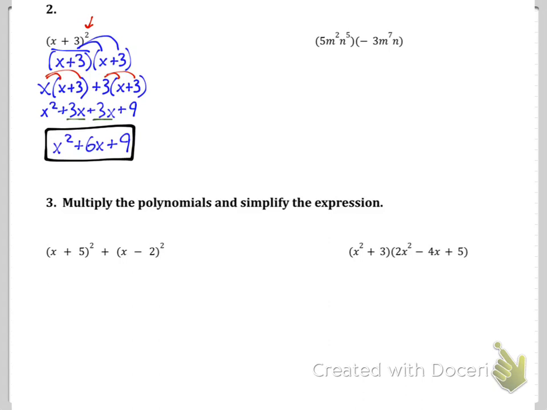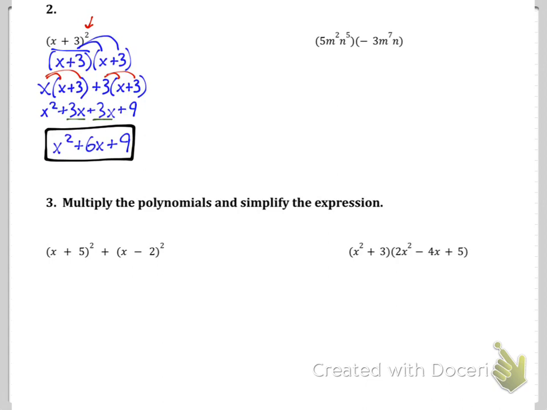If you don't write that out on this step right here, what usually ends up happening is people think it's, oh, x squared plus 9. But that's wrong because you forget this middle term of 6x. So please, please, please make sure you write out anytime I square a binomial.